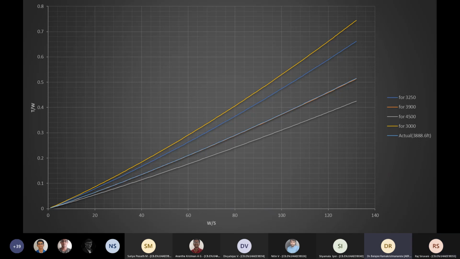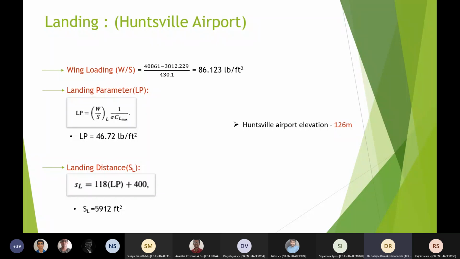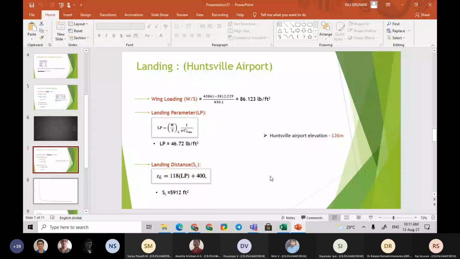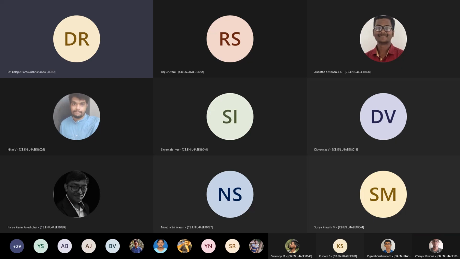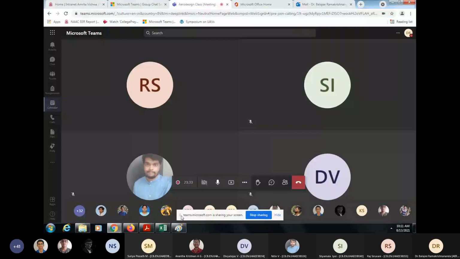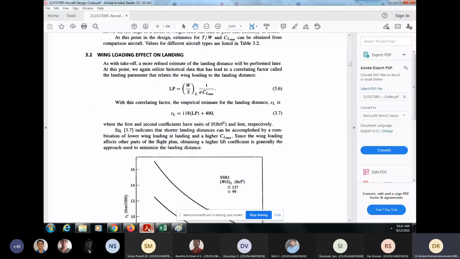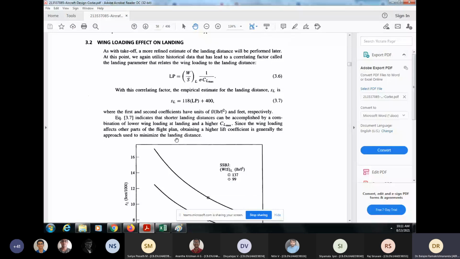No, don't do that. See, you again use this book. Do you have another expression for landing? What I'm telling is, now I'll share my screen. Are you able to see my screen? Yes, sir. You have LP is W by S into 1 by sigma CL max. Correct? Here again, W by S should be in pound per feet square to use this relationship.